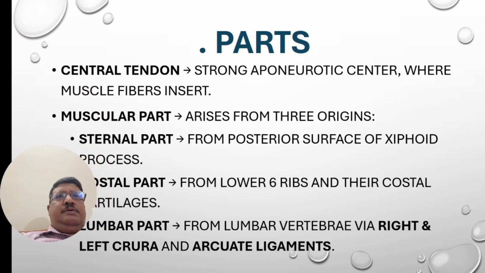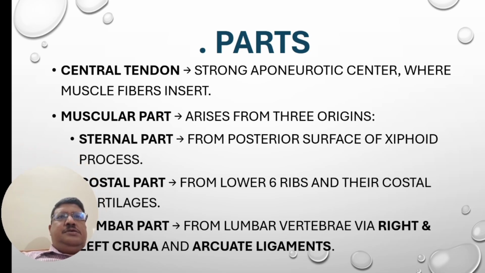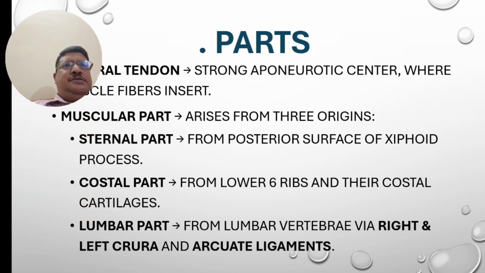Now parts. Central tendon: strong aponeurotic center where muscle fibers insert. Muscular part arises from three origins: sternal part from the posterior surface of the xiphoid process, costal part from the lower six ribs and their costal cartilages, lumbar part from the lumbar vertebrae through the right and left crura and arcuate ligaments.